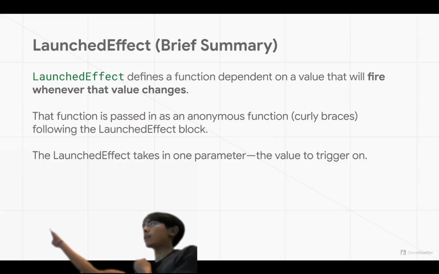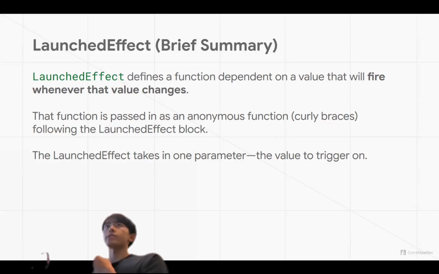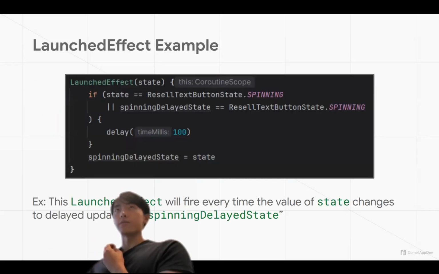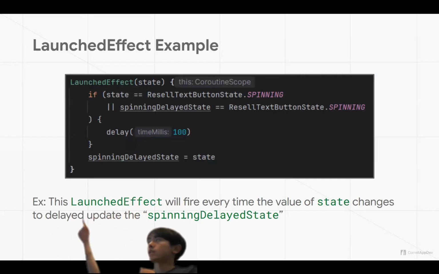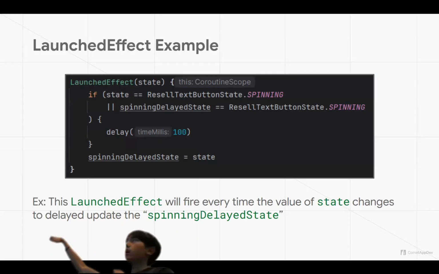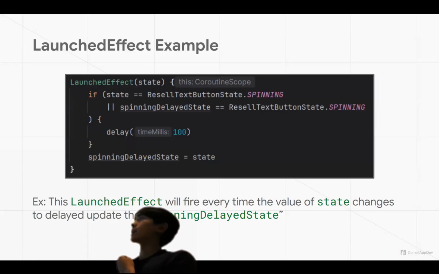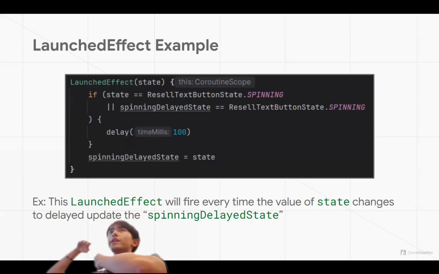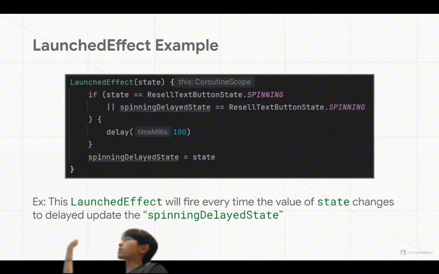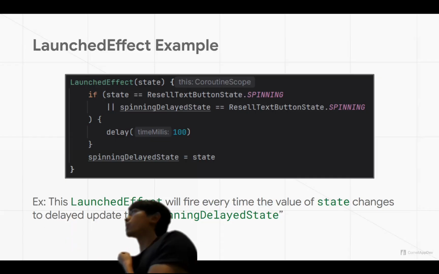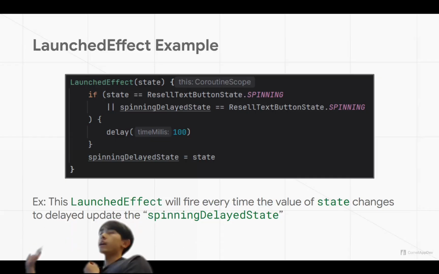It has an anonymous function afterwards, and it takes in that one parameter, the value that it's watching. So this is the general structure of it. In this case, the value that it's watching is state. This is an actual LaunchedEffect on our app. If the state of this button changes, then it'll wait 100 milliseconds and then animate the state to become something else. That function will fire whenever the state value changes, to cause the animation to happen.